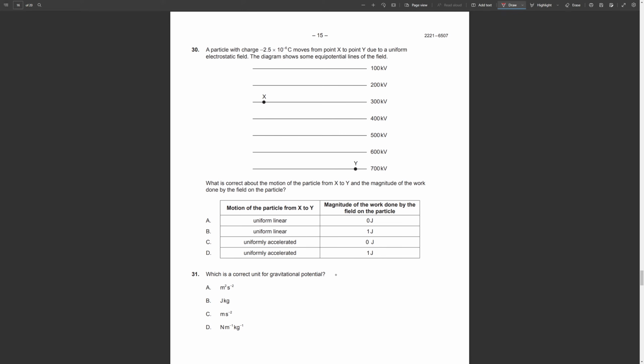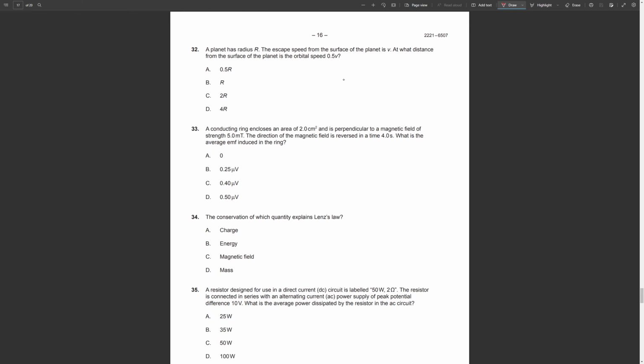31. The unit of gravitational potential. You may use the equation of gravitational potential gradients. Therefore, g equals negative delta Vg over delta r. g is the field strength here. Let's make delta Vg the subject. It is the product of negative g and delta r. The unit of negative g is meter per second squared. The unit of delta r is meter. Therefore, the combined unit is meter squared second to the negative 2. The answer is A. Question 32.